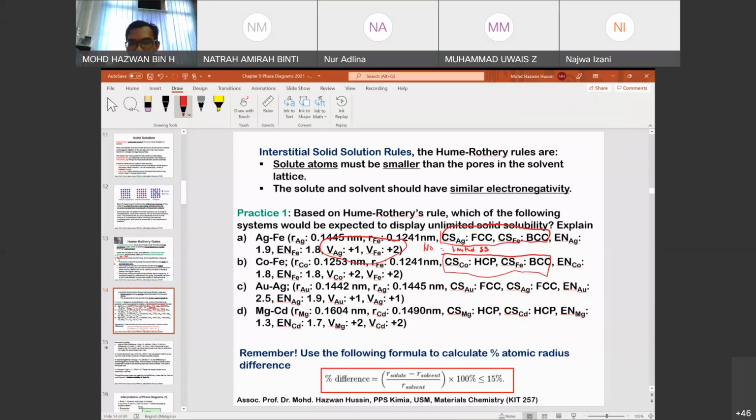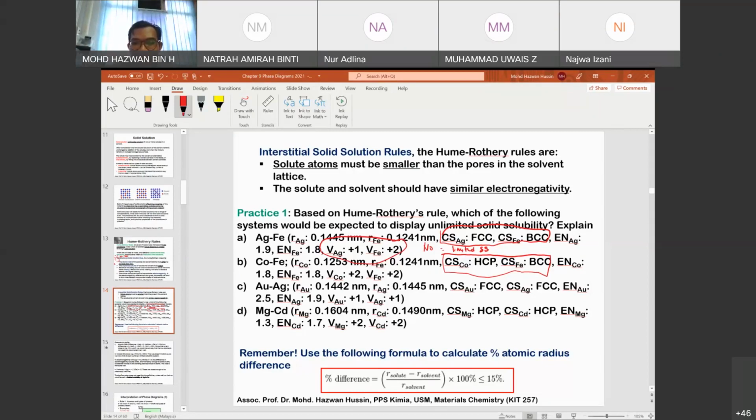It's not the same. For the electronegativity is same, and for the valency is also the same. Okay, so what do you think? Is it going to produce or display unlimited solid solubility? I think yes. You think yes? Yeah, maybe.